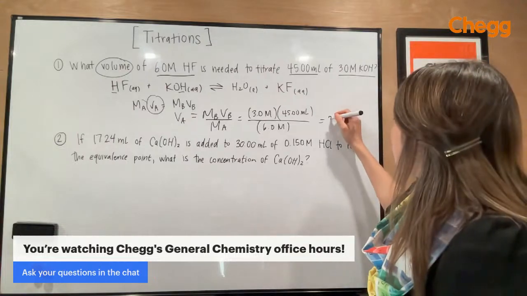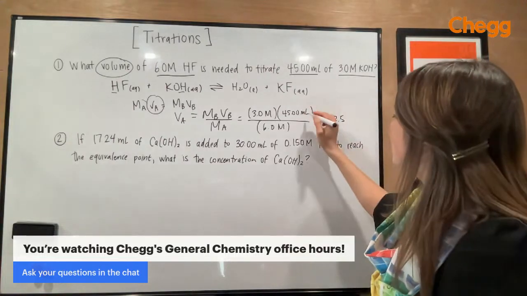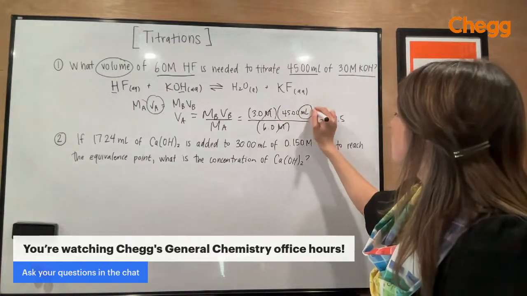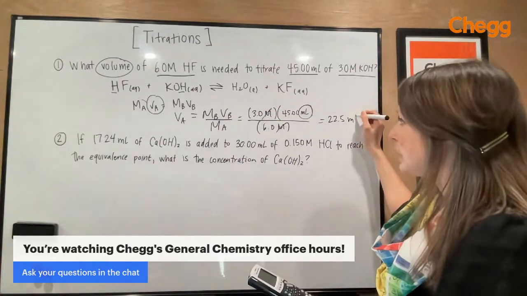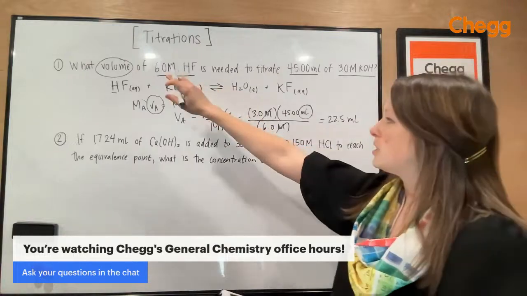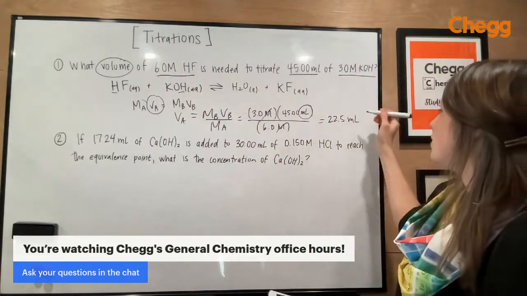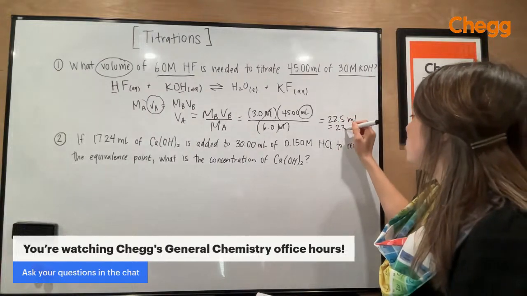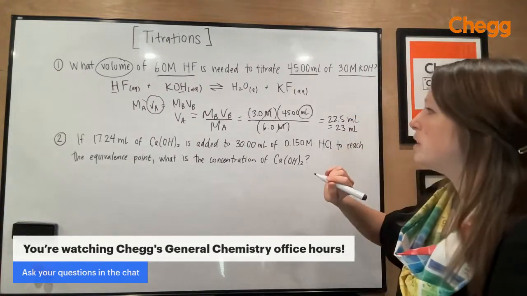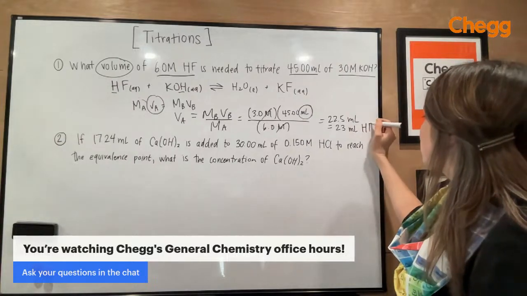All right, so that gives me a volume of 22.5. Again, molarity cancels out. That's going to be 22.5 milliliters is my answer. Let's double check for sig figs. My initial concentration only has 2, so therefore, my final answer will need to have 2 sig figs to match that. So that would be 23 milliliters of hydrofluoric acid.